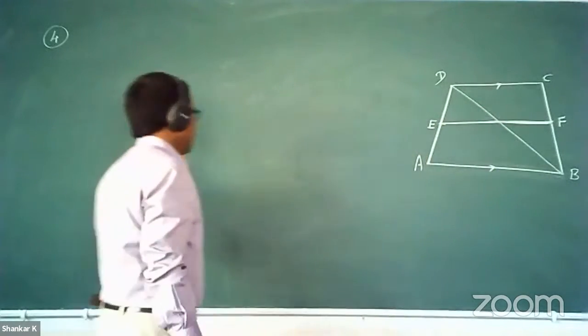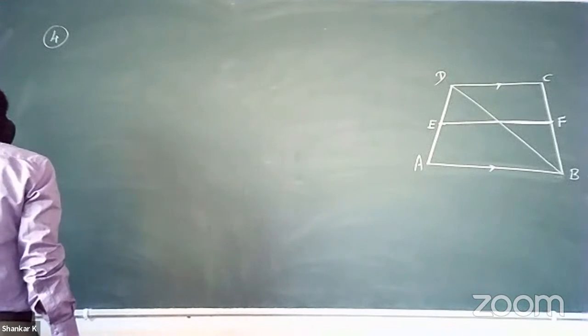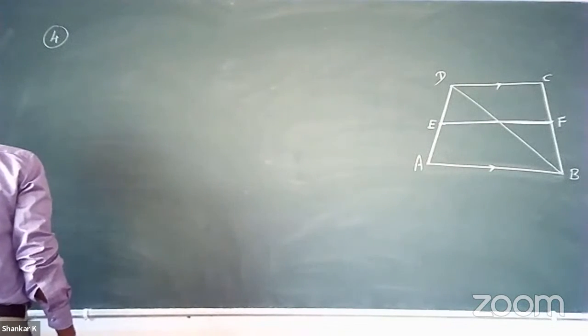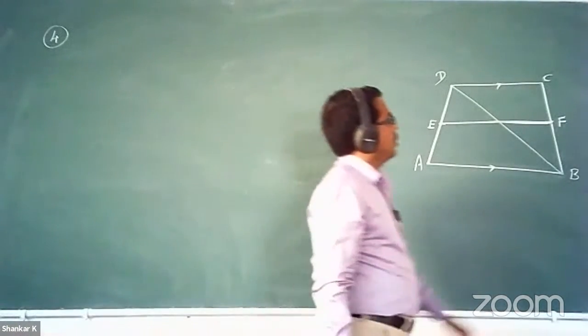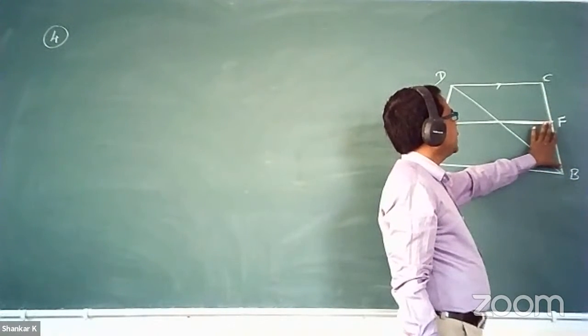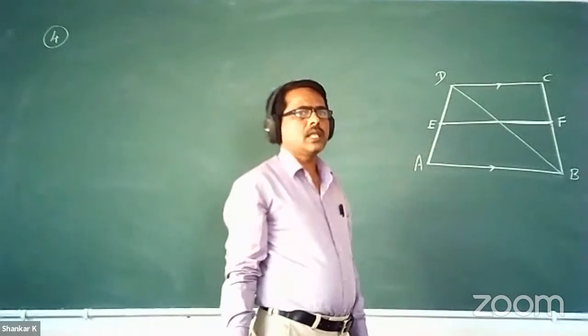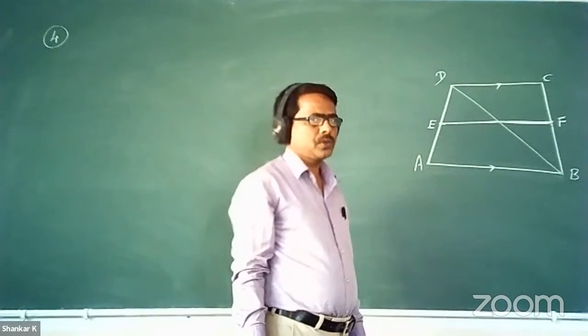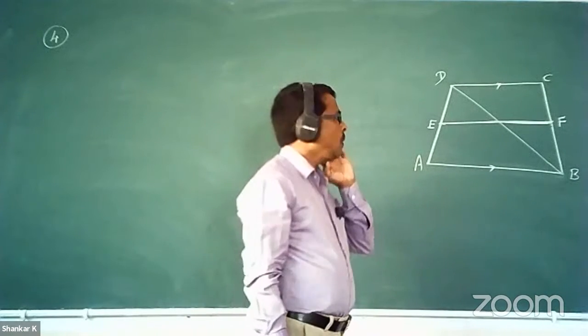This is given. What is asked? Show that F is the midpoint of BC. It means you have to show BF and CF are equal. It's easy. How?